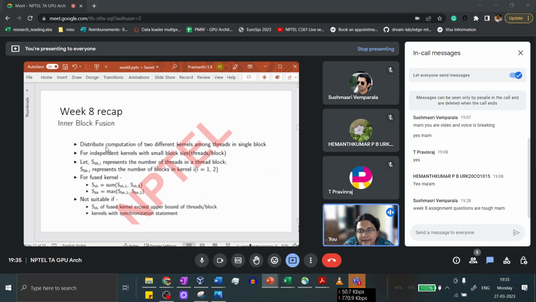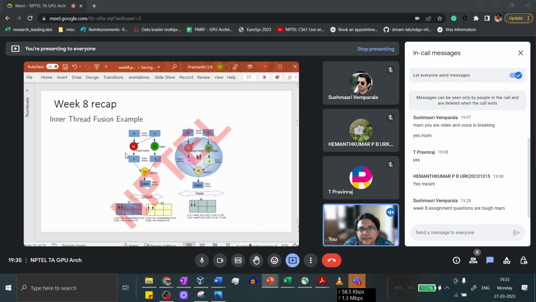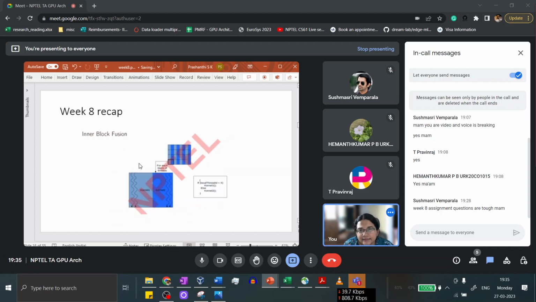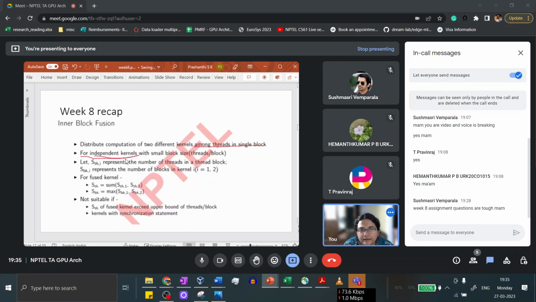Here the idea is to distribute the computation of two different kernels among threads in a single block, and this can be done for independent kernels. That's the key thing to remember. You can't do this for something like K1 and K3, because if I ask 4 threads to do this and 4 threads to do that, these 4 threads have to actually depend on the output of this. They won't be able to do that. They have to get this output. So this is only a good idea for independent kernels.